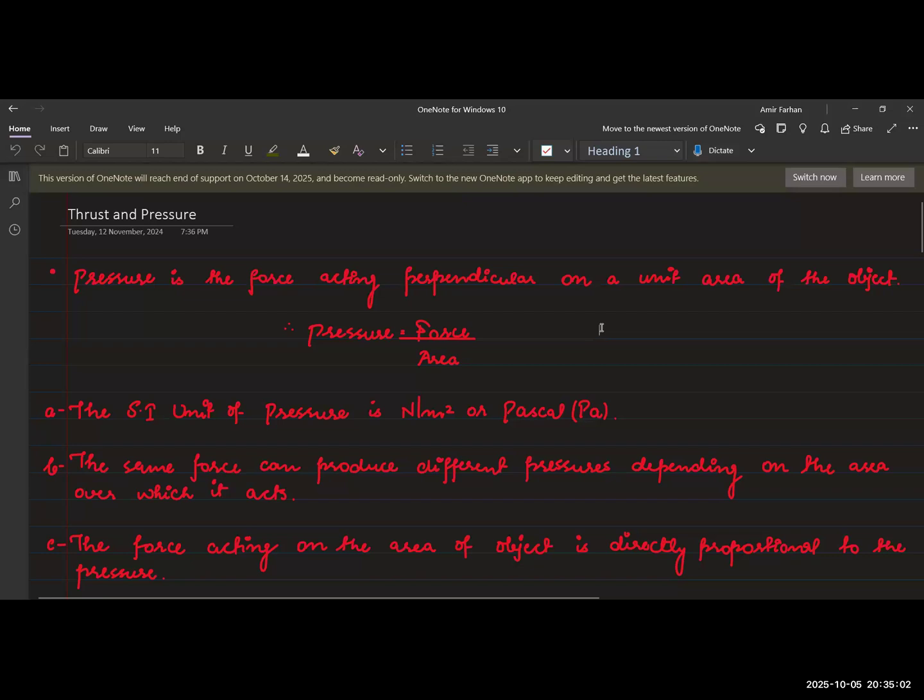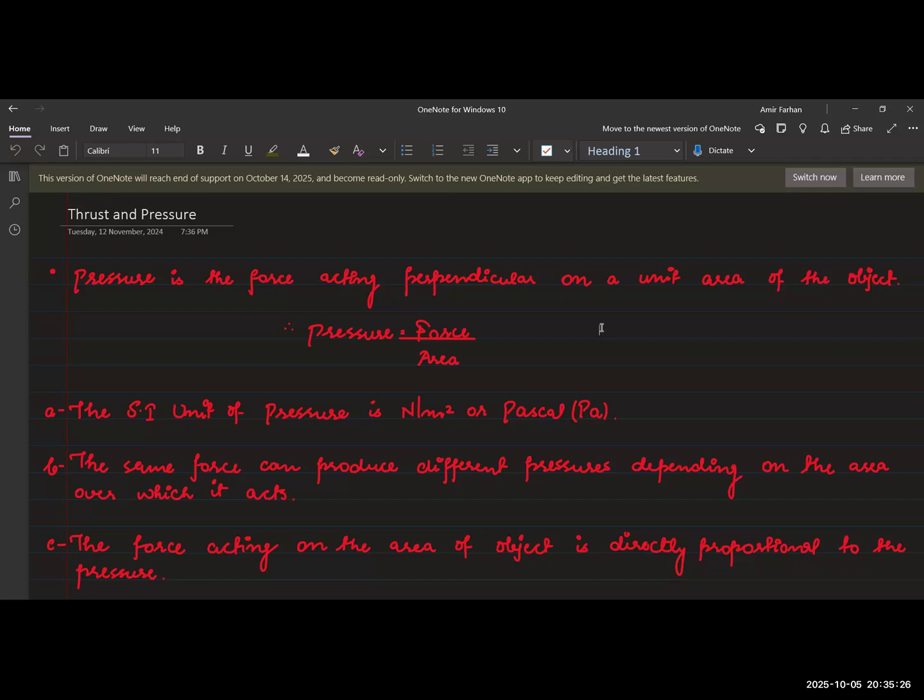Okay. So in this class, we are going to discuss the new topic, which is called thrust and pressure. First, we have to understand what pressure is. Then you will be able to understand thrust. So first of all, pressure is a quantity which can be defined as the force upon area. That means whatever force we are exerting upon a certain area, that quantity will be called pressure.